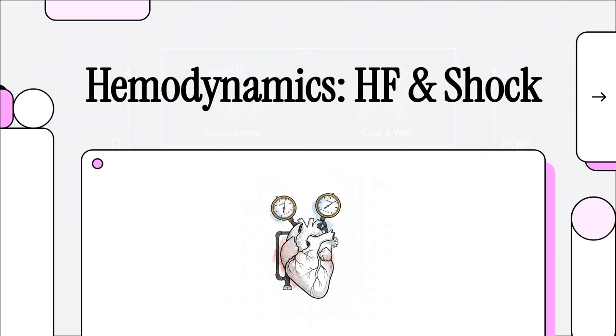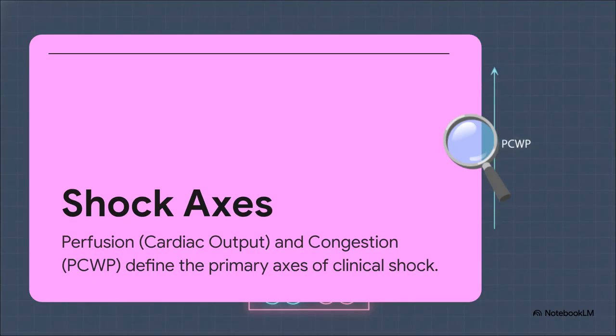Hemodynamic collapse doesn't give you the luxury of second guessing. When a patient crashes, their survival depends entirely on your ability to instantly profile their perfusion and congestion status. So we're skipping the pleasantries today and jumping strictly into the physiological stakes of heart failure and shock. This explainer is going to rigorously deconstruct the exact mechanisms, the discrete management steps, and, frankly, the lethal traps that define high-stakes cardiovascular emergencies.